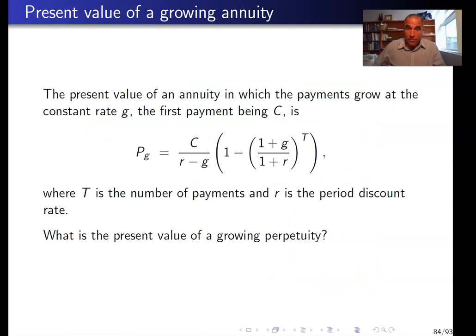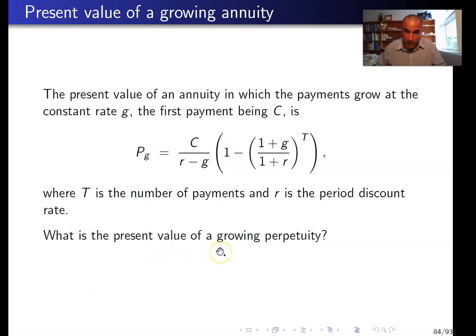So the present value, where the first payment will be C and payments will be growing at the rate G over the next T periods, is equal to C divided by R minus G times 1 minus ((1 plus G) over (1 plus R)) to the power T. So the present value of a growing annuity is necessarily larger than the present value of a constant annuity.